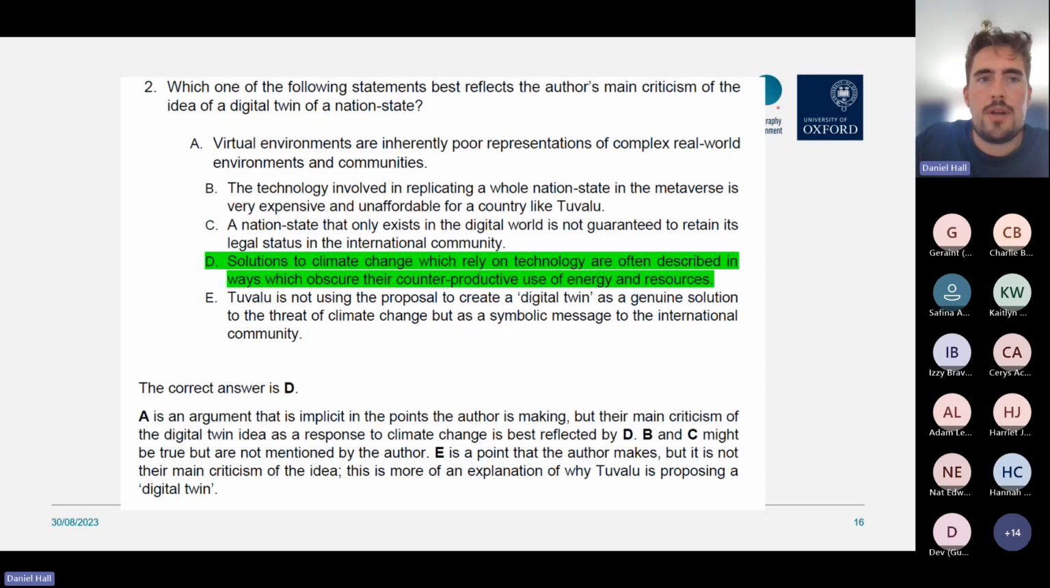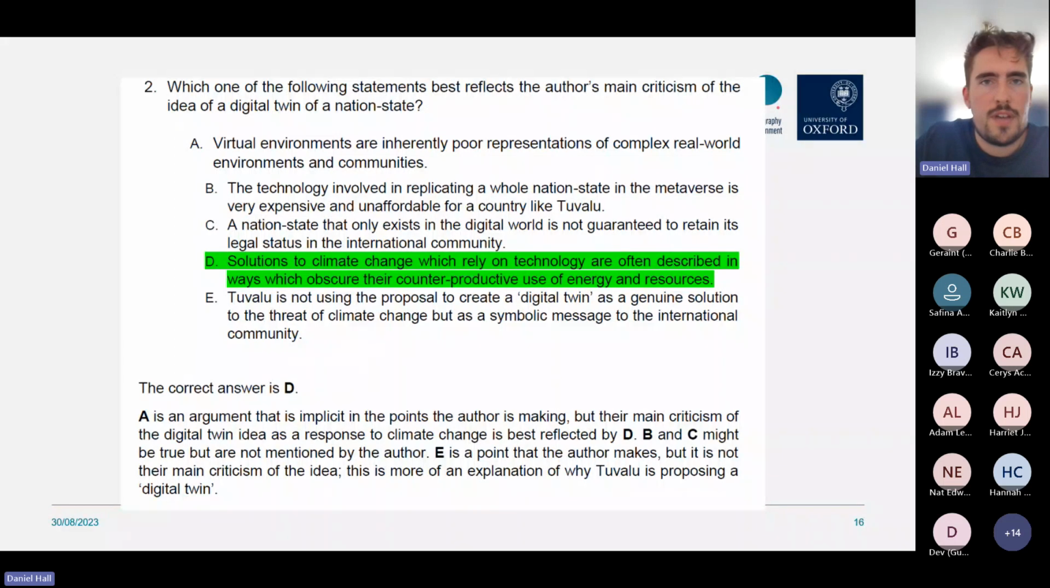B and C might be true, but they're not mentioned by the author. You'll notice that some of the potential answers for these questions say stuff which sounds sensible and could well be true. And maybe if you by chance did know something about the topic, you might know it to be true. But if the author's not saying it in the passage, then it's not relevant here. E is a point that the author makes, but is not their main criticism of the idea. This is more of an explanation of why Tuvalu is proposing a digital twin. So the answer is D.